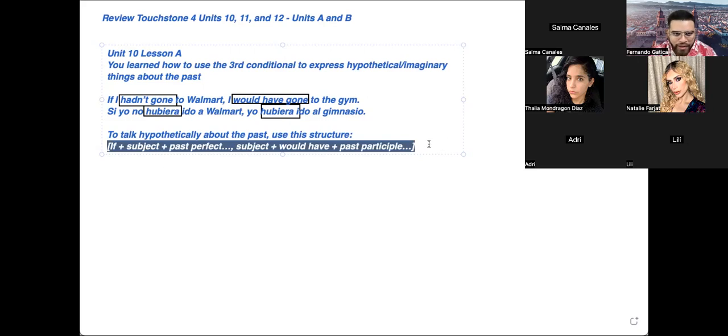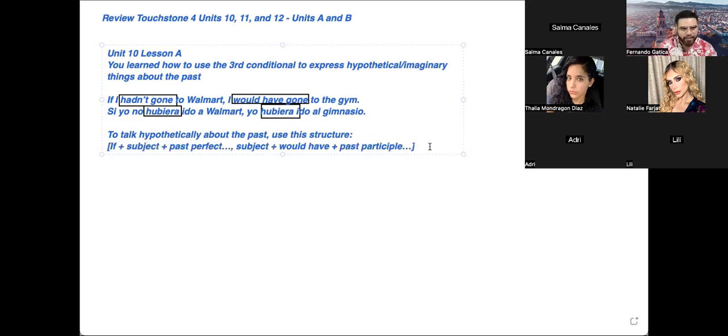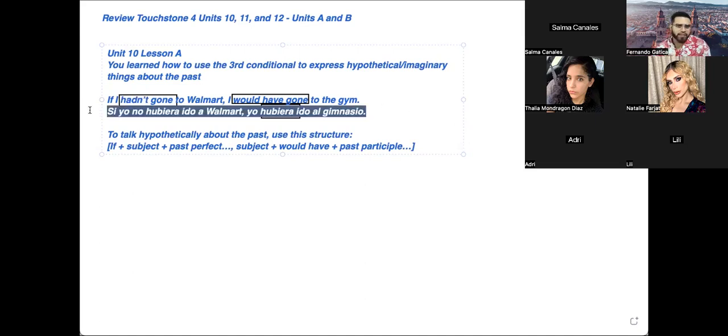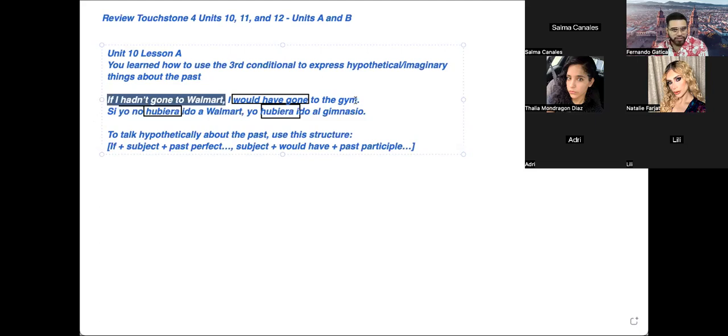The most important thing, guys, is that the verb after if is in the past perfect. Remember, the past perfect is had or hadn't, and the past participle. So guys, si yo no hubiera ido a Walmart, yo hubiera ido al gimnasio is if I hadn't gone to Walmart, I would have gone to the gym.